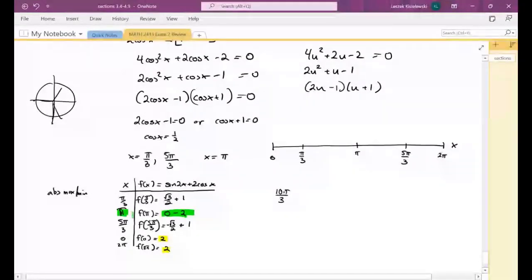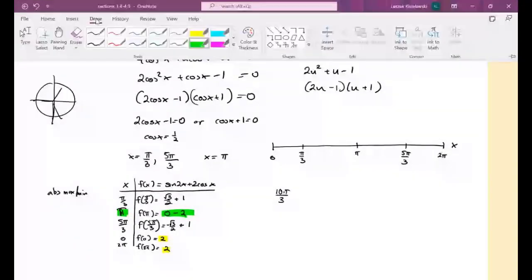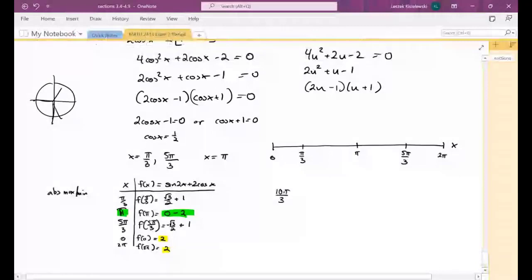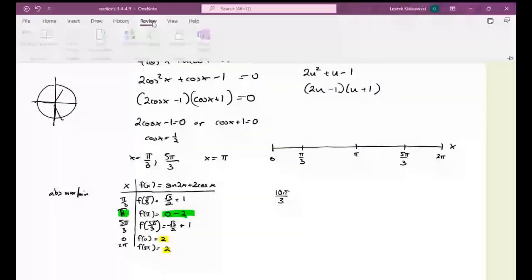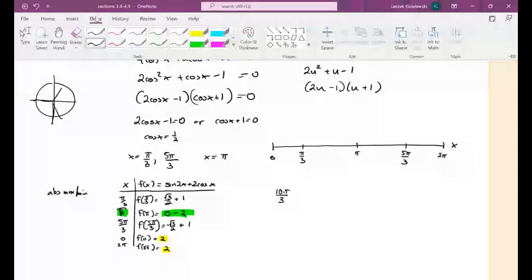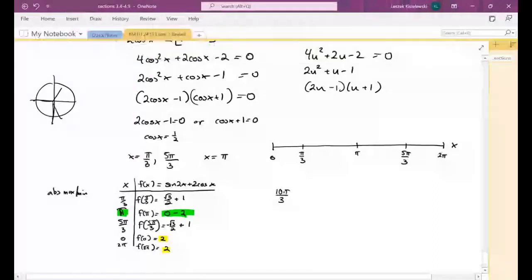All right, and if you wanted to know where the function is increasing and decreasing, we're not going to do that, but what would you have to do? Well, you would cut up the number line using your critical points, then choose a test point from each interval and plug it into the derivative to see whether the function is increasing or decreasing.